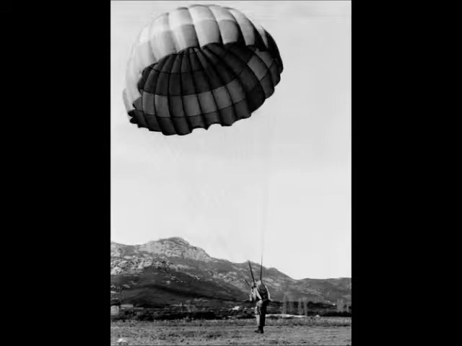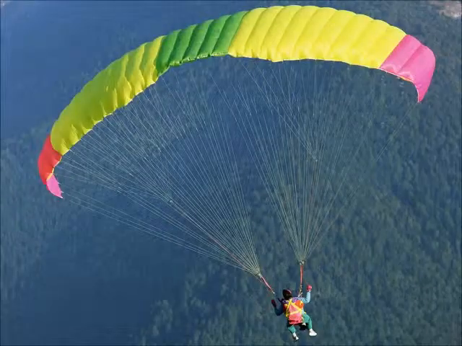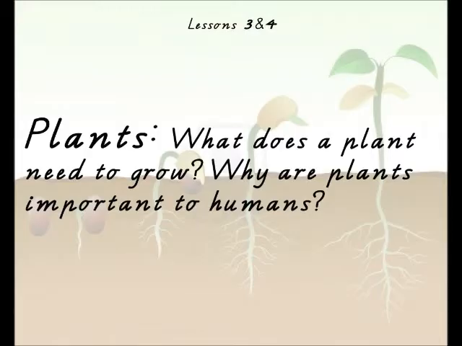These lessons were before we went on prac, so I think a lot of our weaknesses stemmed simply from a lack of experience and a lack of content knowledge. I know I found that although I read up on the topic, when it came to addressing some of the students' misconceptions, it was difficult to pinpoint why they were thinking that way and address them in a way that wouldn't confuse them further. I also think that we really should have done the experiment ourselves before doing it with the class, so that we would have known eggs were not a great choice as a stabiliser for our parachutes.